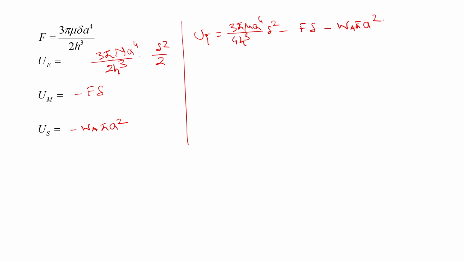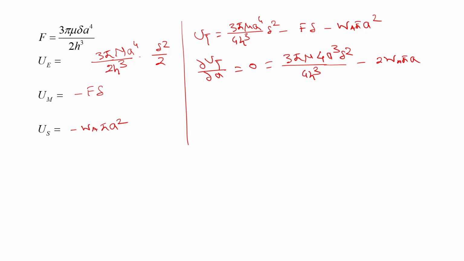So, we want to minimize the energy with respect to a. So, let us find the derivative with respect to a, and that is equal to 0. So, this is 3 pi mu 4 a cube delta square by 4 h cube minus 2 W_a pi a. So, this is equal to 0.